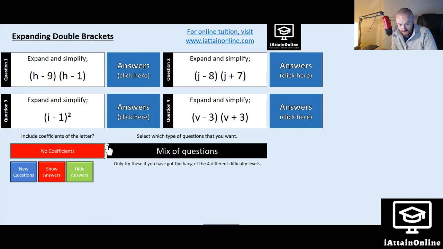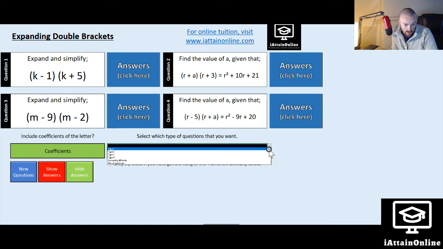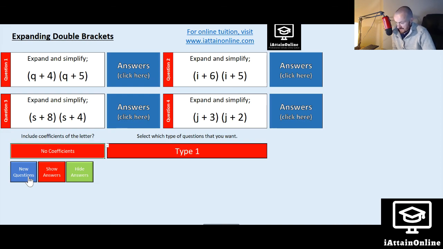This bit here, coefficients, that simply means the number before the G or the T or the Q. With some of the examples I've done, that's been a 1, but if there's a number before, that adds an extra level of difficulty. So you can try it with coefficients, or you can try it without as well, and generate as many questions as you need. That's it.